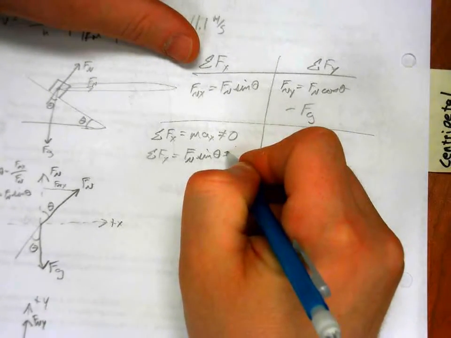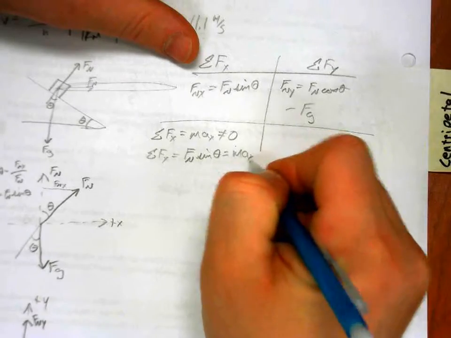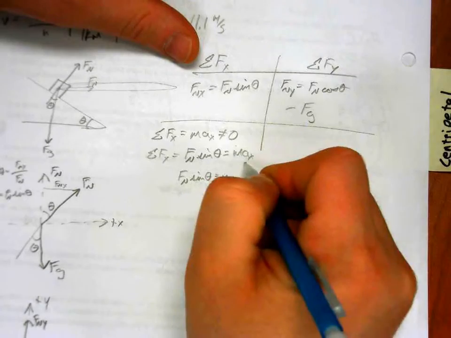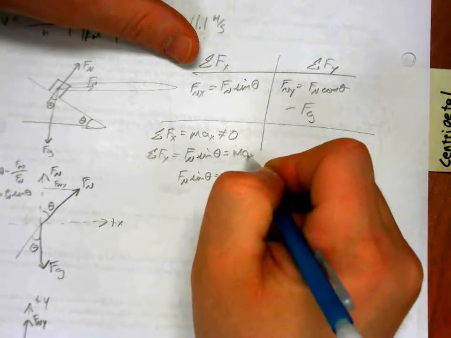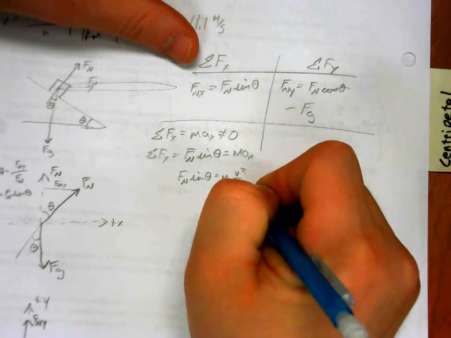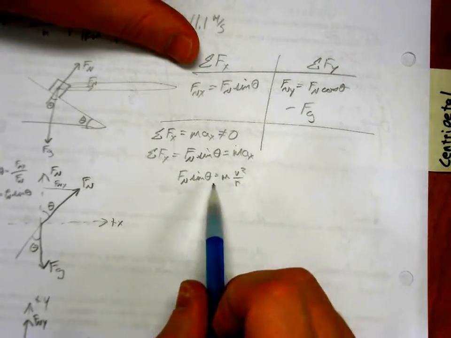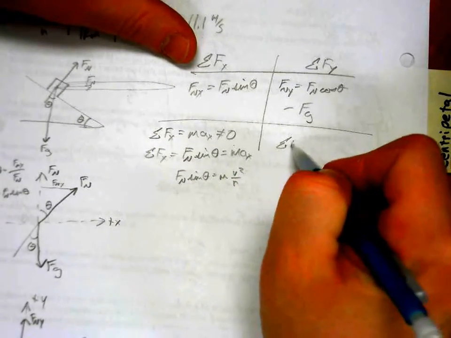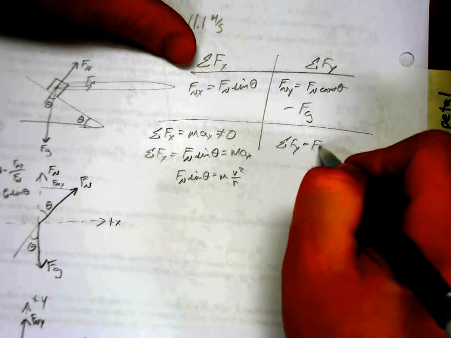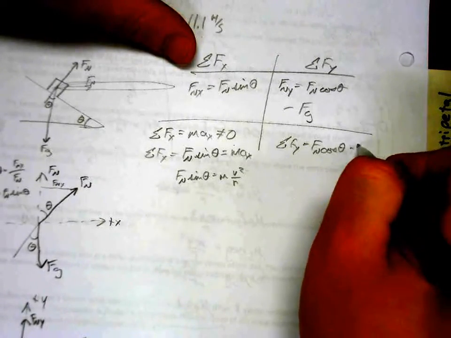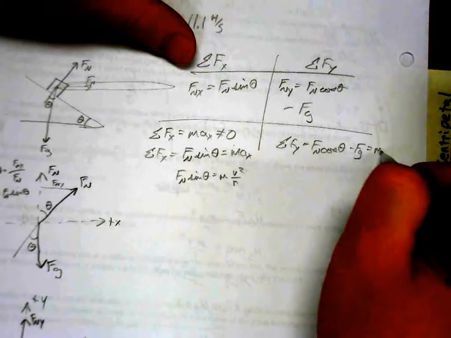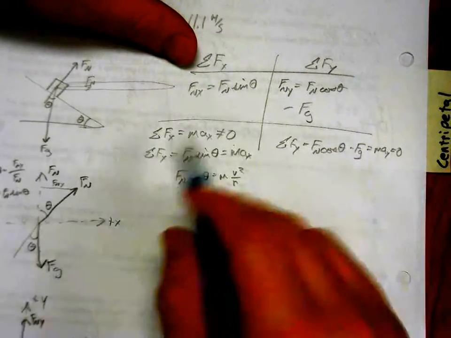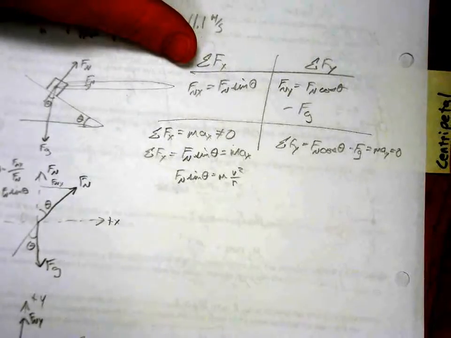And you can say that equals max, so Fn sine of theta equals m times the centripetal acceleration, v squared over r, which is just the centripetal force, mv squared over r. In the y direction, Fy equals Fn cosine theta minus Fg, and we know that it equals may, which we know is equal to 0 because the car is not floating off the track. It's not sinking in the track. There is no acceleration there.